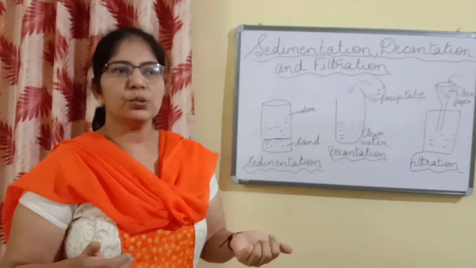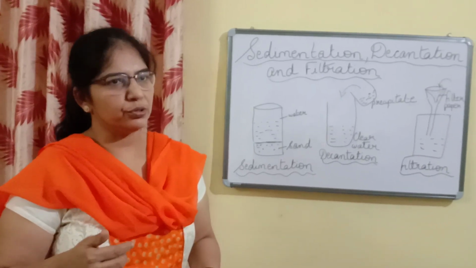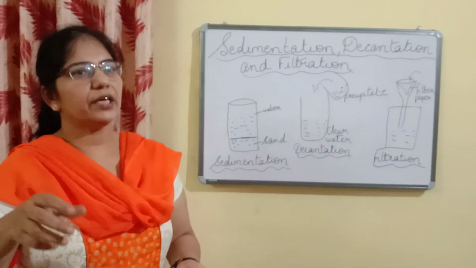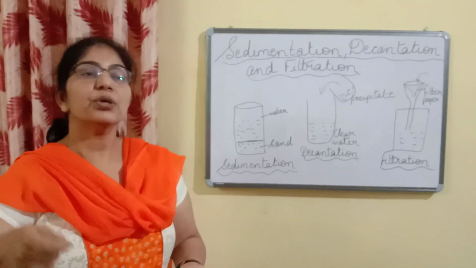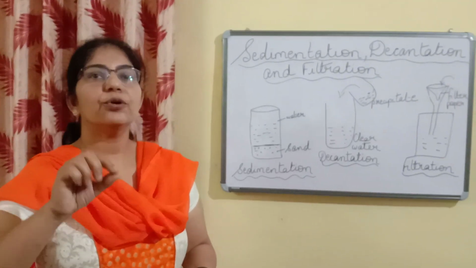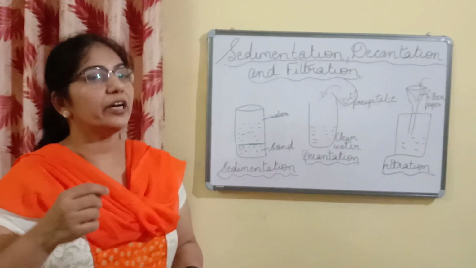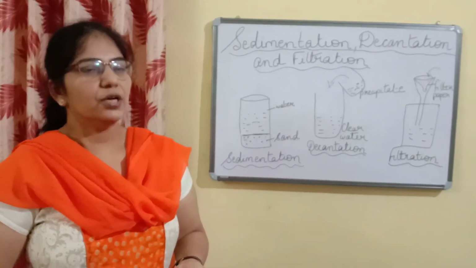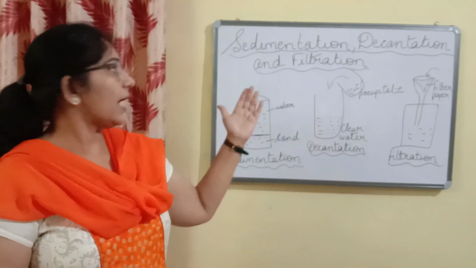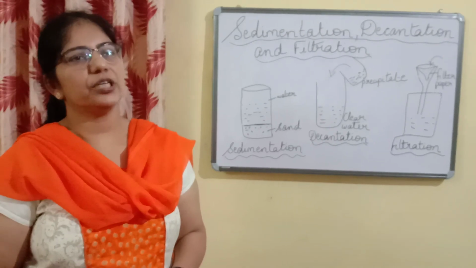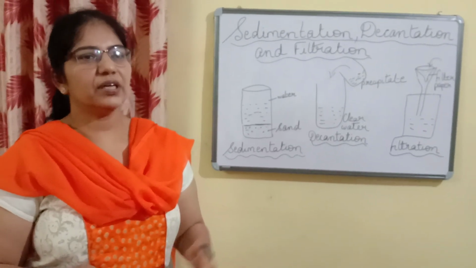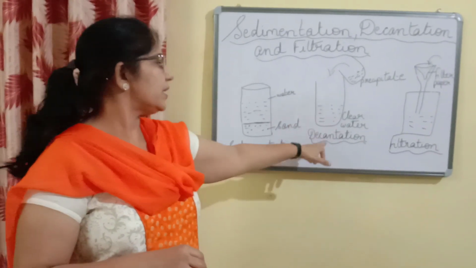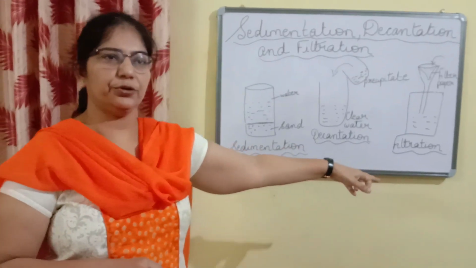Then when you make juice, vegetable juice or fruit juice, what you do after churning it or mixing it in a juicer, you sieve the juice so that you can remove the seeds and the solid particles of the pulp. So this is the method of filtration, sedimentation and decantation at home. I hope, children, these three methods of sedimentation, decantation and filtration are clear to you.